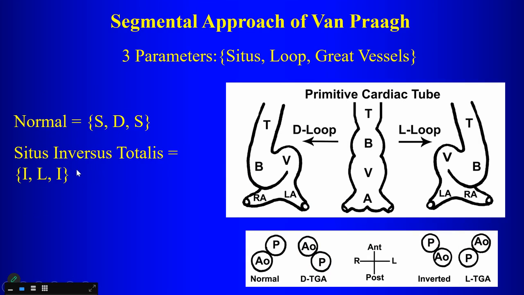What about somebody who has situs inversus totalis? Well, the morphologic left atrium is on the right side, and the morphologic right atrium is on the other side. They form L-loop ventricles, right? So we have I for inversus, L because they formed L-loop ventricles. And then for the relationship of the great vessels here, the pulmonary artery will still be anterior, but will be to the right of the aorta, the mirror image of normal, I for inversus. So the abbreviation for situs inversus totalis would be ILI. Okay.